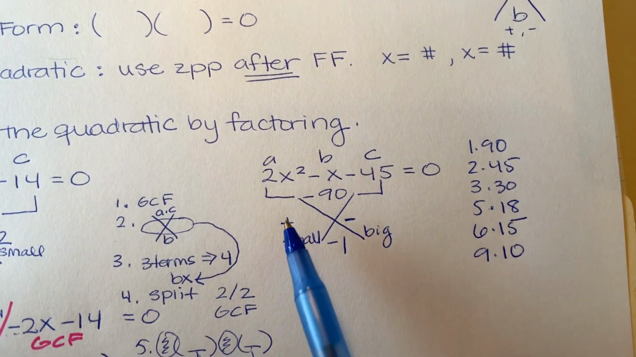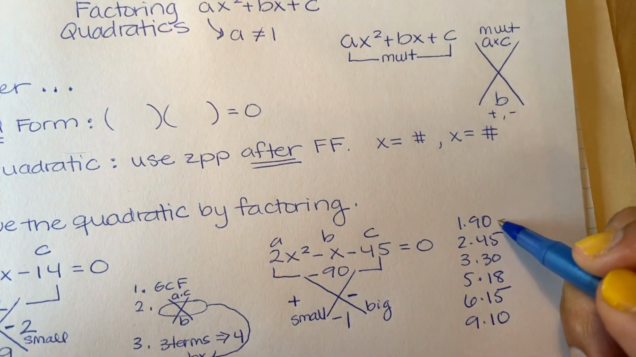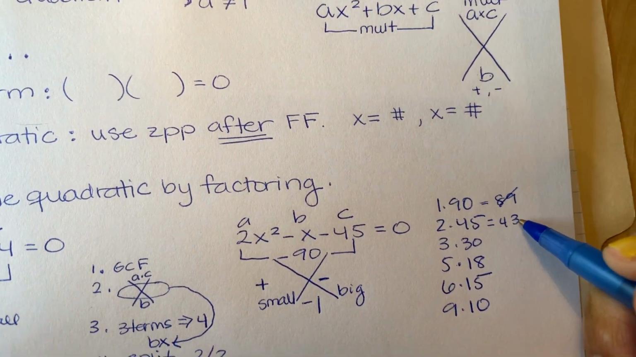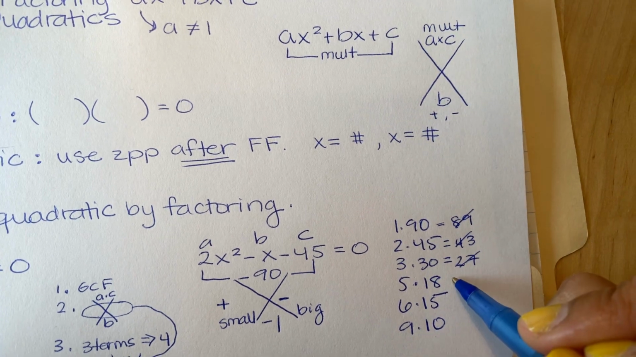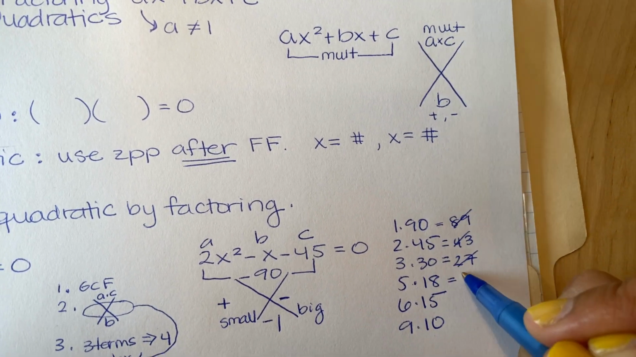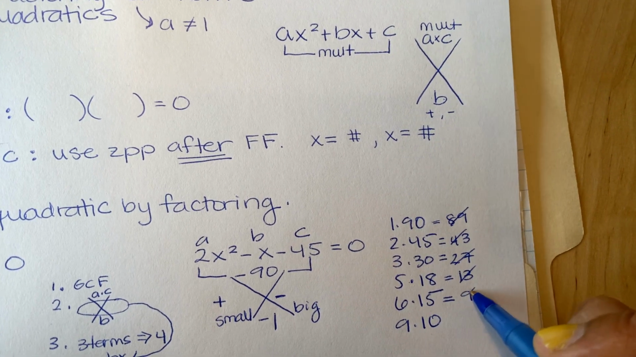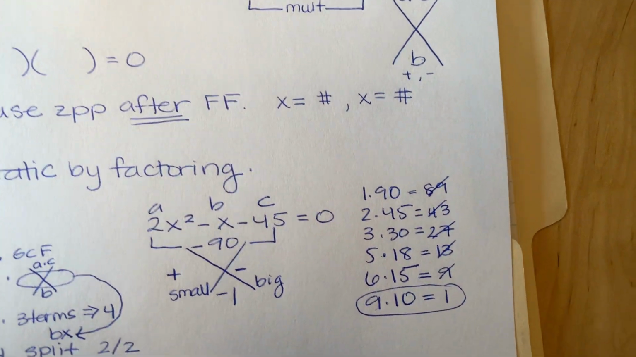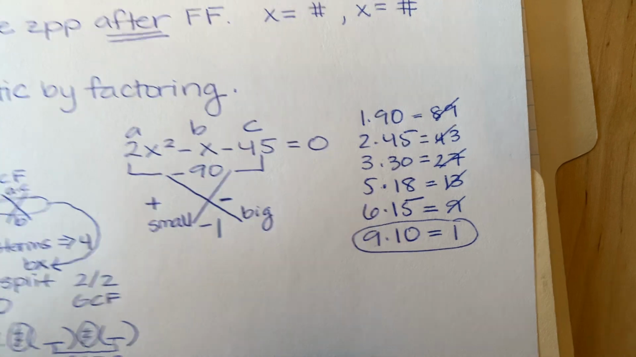Okay, so here we go. We're going to be subtracting, right? Because if the signs are opposite, we're going to subtract. So 90 take away 1 is 89. Nope. 45 take away 2 is 43. 30 take away 3 is 27. 18 take away 5 is 13. 15 take away 6 is 9. 10 take away 9 is 1. And that's our pair, right? So 9 and 10.